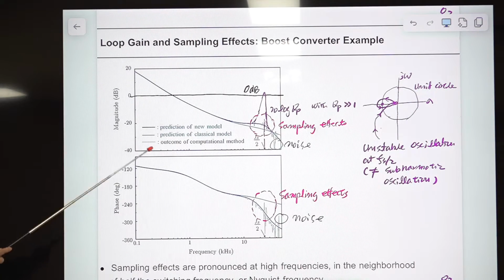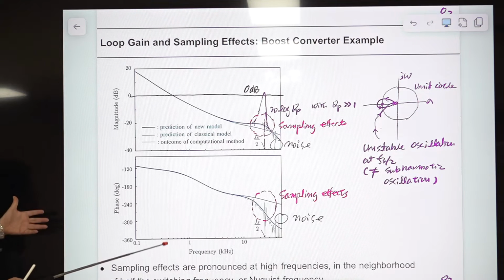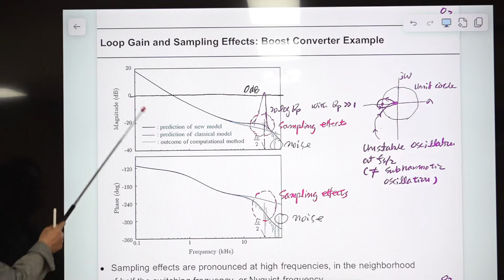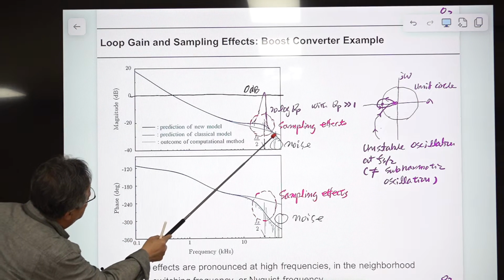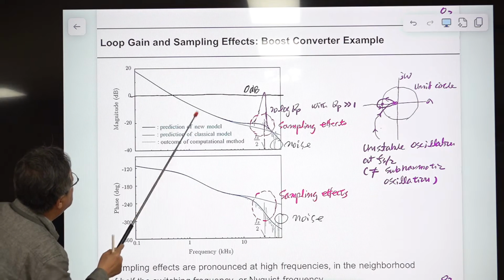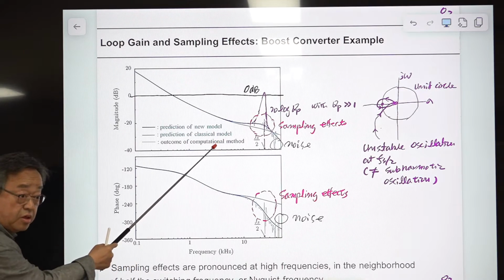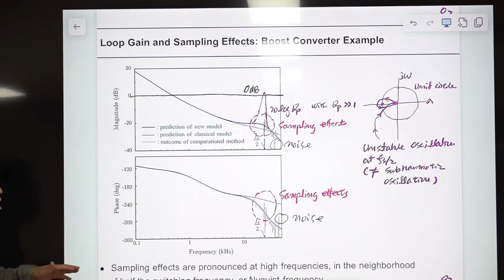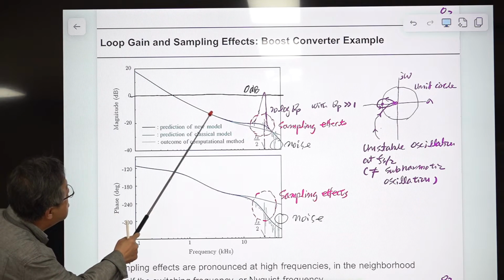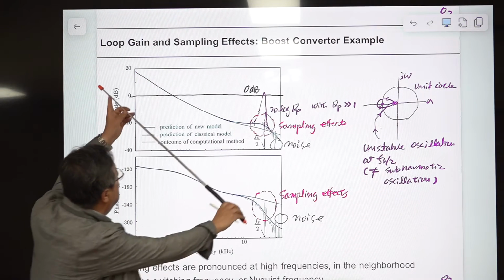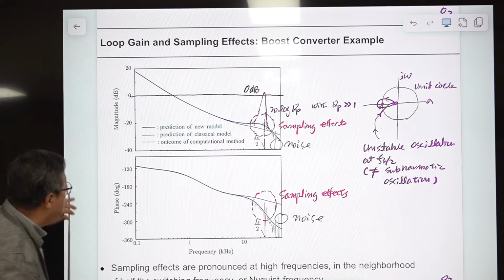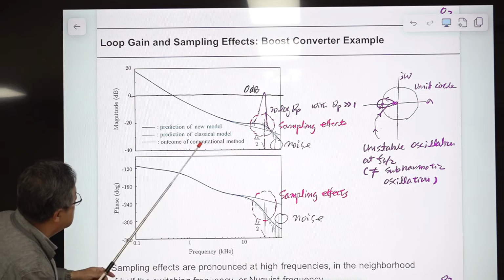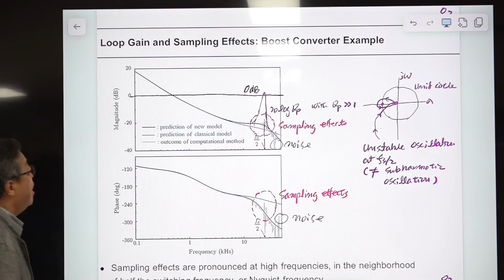This is the loop gain of the boost converter. We'll be discussing this converter later, but just look at this. This solid black line is the prediction of the classical model, which does not consider the sampling effect. It maintains almost a -1 slope here for the wide frequency range, and the phase is decreasing linearly.